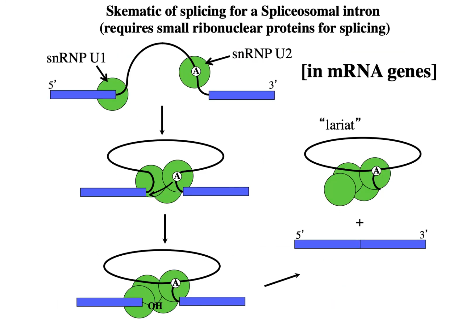Spliceosomal introns splice in a very similar way to group 2 introns, except for the fact that they rely on snRNPs, which are small nuclear ribonucleoproteins. SnRNP U1 binds to the 5' exon-intron border, and U2 binds to the A nucleotide region. And so the reactions are similar, although they rely on these particles that have RNA and proteins together.